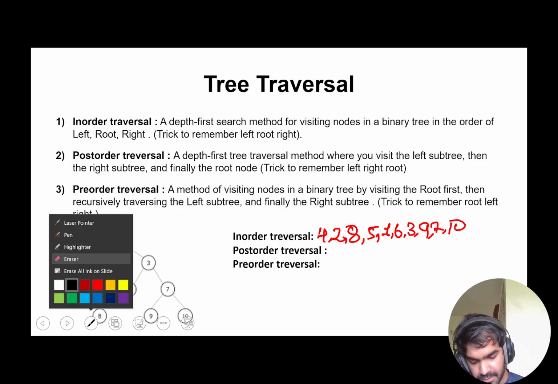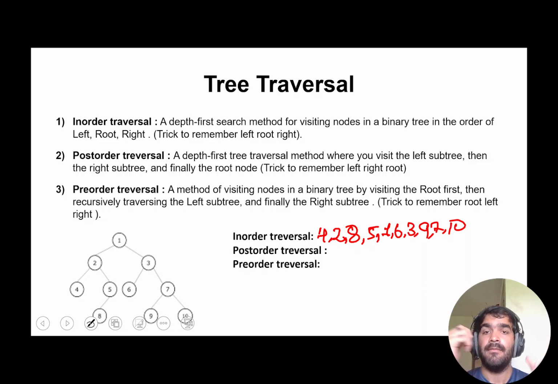Post order traversal is a depth first tree traversal method where you visit the left subtree, then the right subtree, and finally the root node. We can remember it by a trick called left, right, root. So let's start.